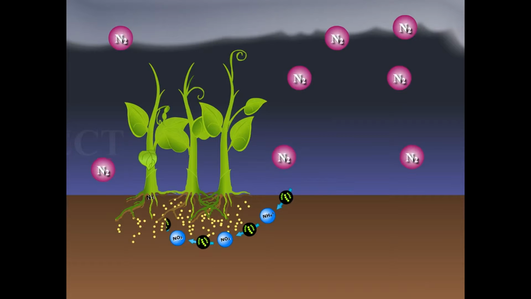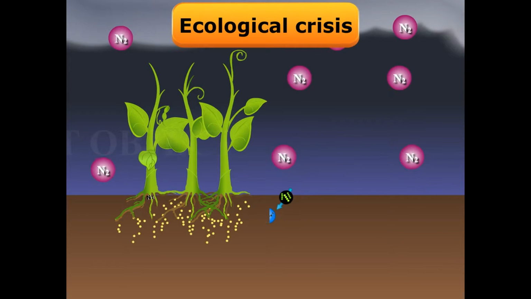Any disturbance in this cycle can create what is called an ecological crisis. For example, if a particular species which feeds upon a particular kind of plant is exterminated, it would result in unchecked growth of that plant. It may grow so much that it may intrude into the area of other plants and stop them from growing.